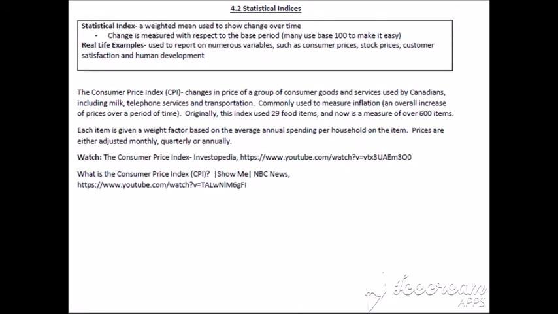Okay, 4.2 statistical indices. So we're going to talk about what a statistical index is. It's like a weighted mean, a weighted average, used to show change over time.